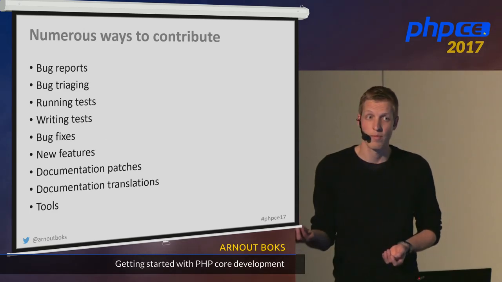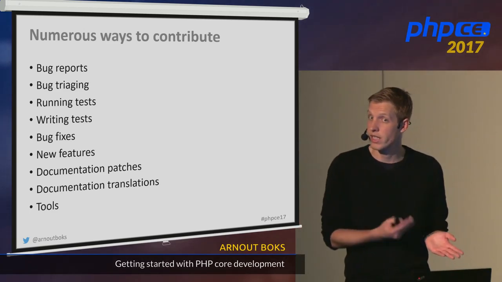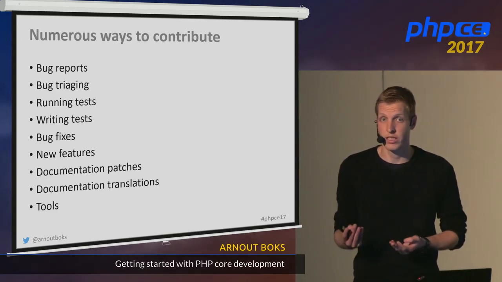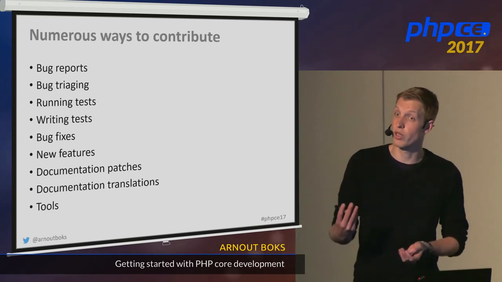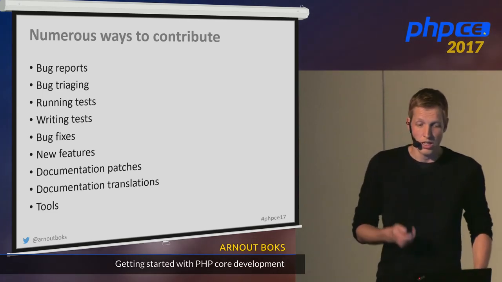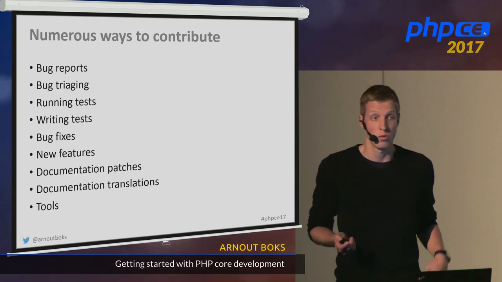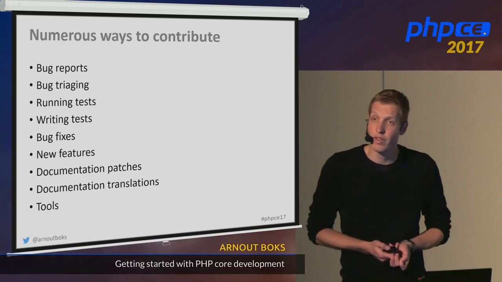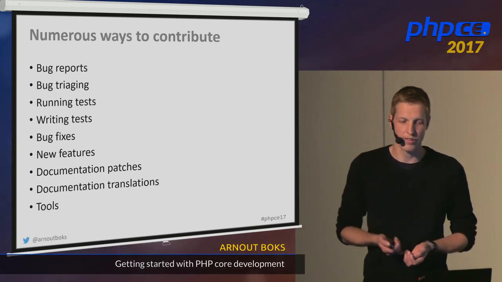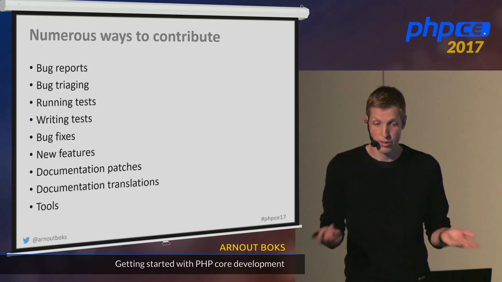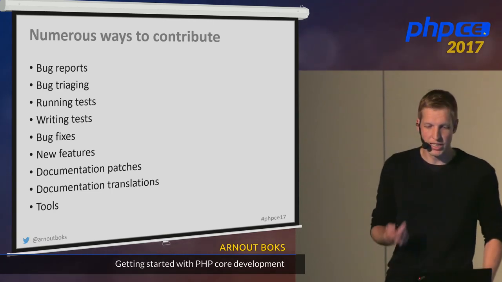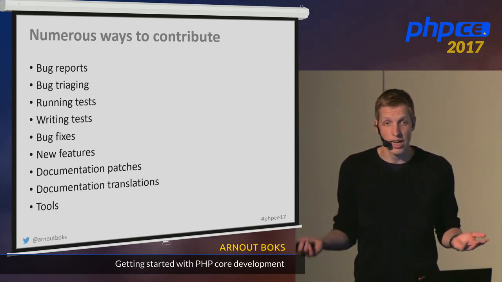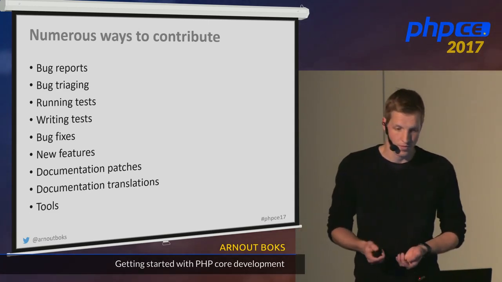Also, if you can't fix the bug, it's useful to write a test for it and just put it as a patch in the bug tracker or something. Or you can write tests for situations that do work right now. You can contribute bug fixes yourself by trial and error, maybe. Or maybe you know what you're doing, but even by trial and error, you can come up with pretty good bug fixes. New features, which require an RFC, but why not? You can make documentation patches, translate the documentation, or help out on tools like edit.php.net.